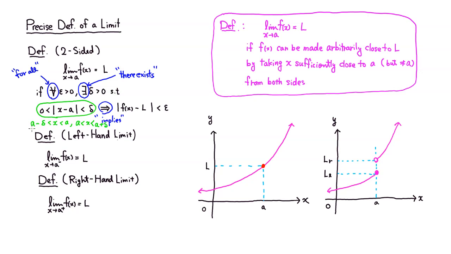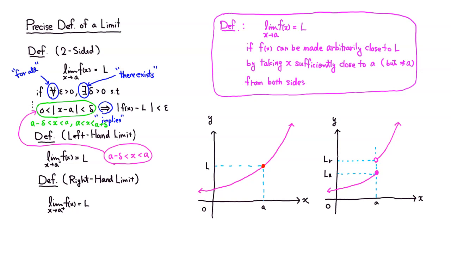And then we also have to make sure that it's bigger than a minus delta, right? So if you want the left-hand limit, all you have to do is replace that with only the left-hand side. So we'll replace it with a minus delta is less than x, x is less than a, right? So we just need to replace this by only half of it, right?